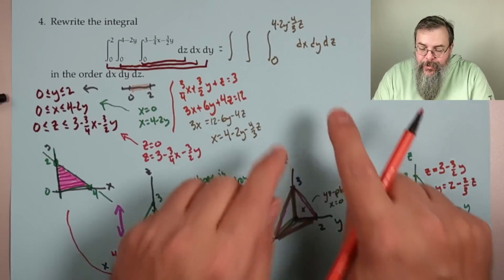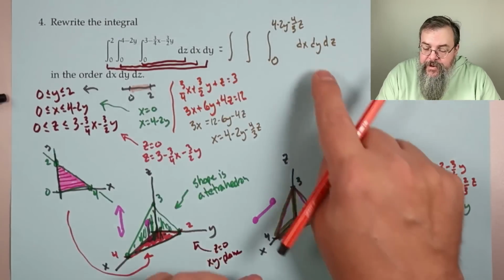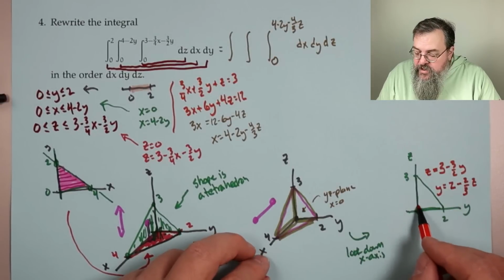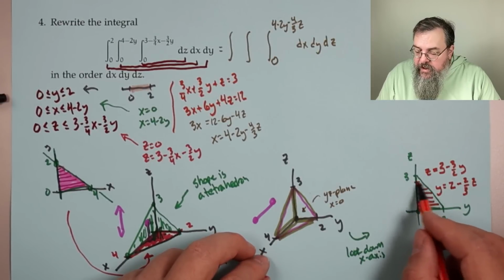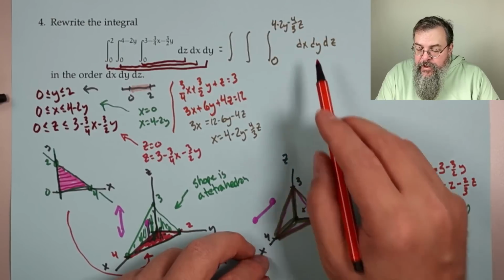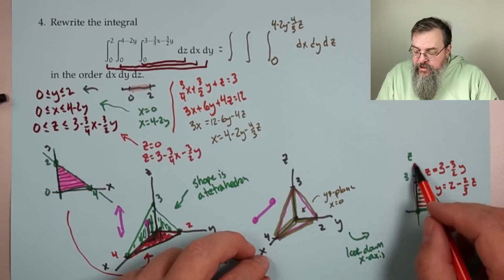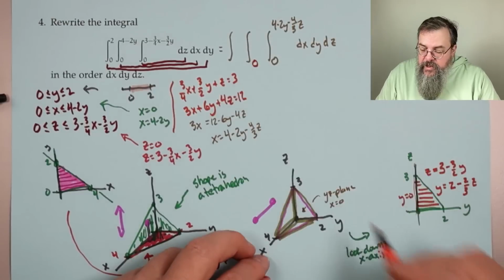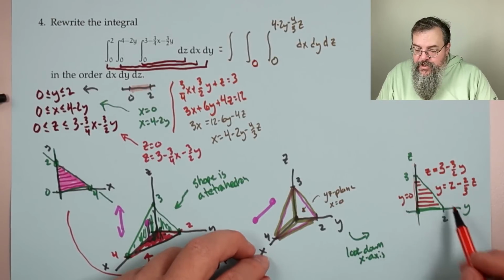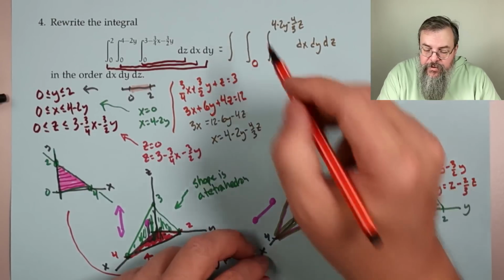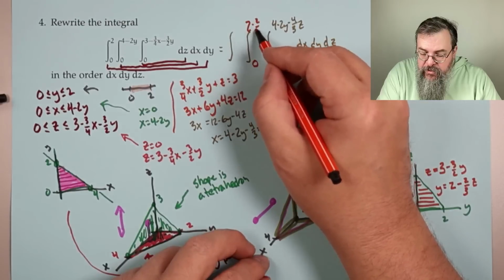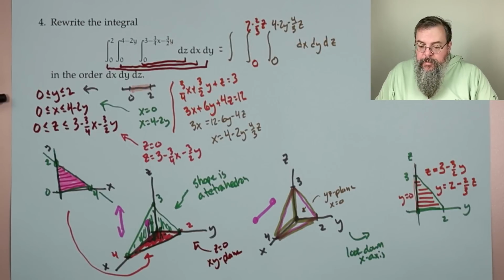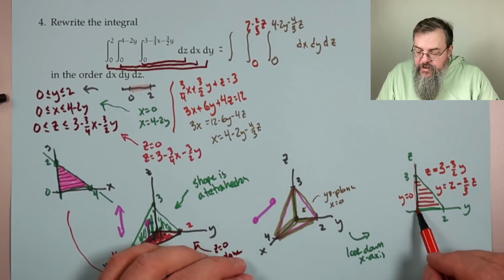Now, where are we going from? Notice we're doing our outer layers and then it's dy. So we're slicing this way. That's dy dz. So where does y go from? Y goes from the left-hand side, which is y equals 0, to the right-hand side, which is y equals 2 minus 2/3 z. And then, where does z go from? Z goes from 0 to 3.